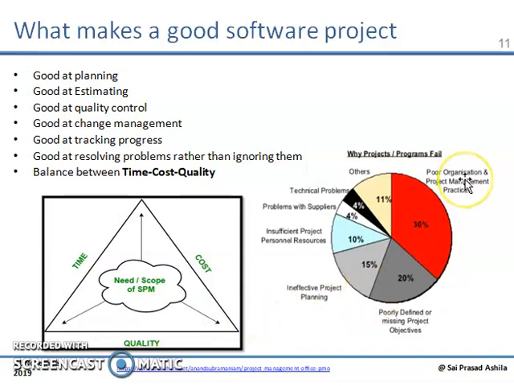This is why projects fail: poor organization and project management has 36% of the share. 20% is due to poorly defined and missing project objectives, 15% to ineffective project planning, and insufficient project personnel resources is 10%. The major share is with poor project management.